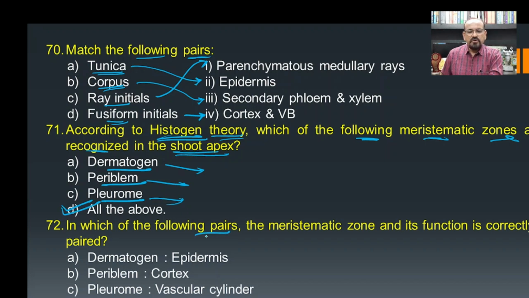Then which of the following pairs of meristematic zone and its function is correctly paired? Dermatogen is responsible for the formation of epidermis, this is correct. Periblem is involved in the formation of the cortex. This is also correct. And the plerome is involved in the formation of the vascular cylinder. This is also correct. And hence, all the above become the answer for this question.